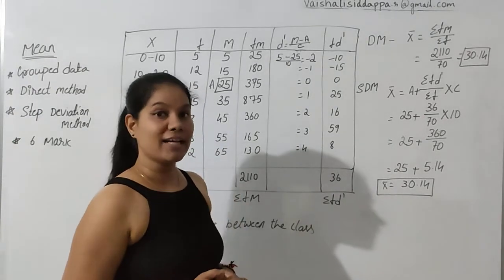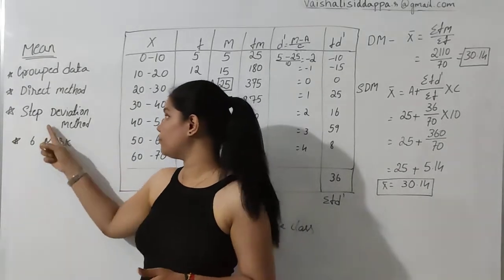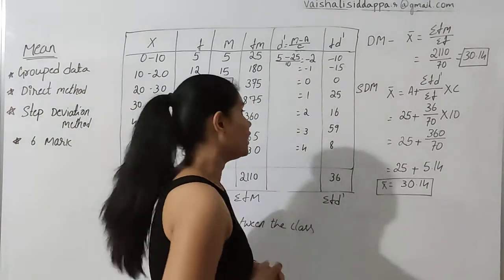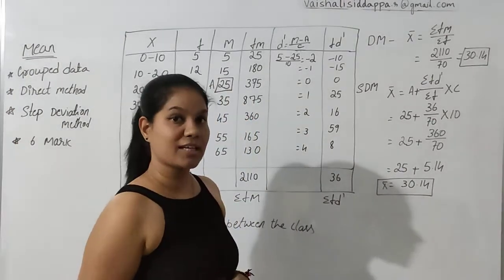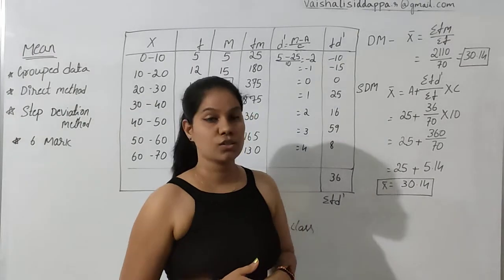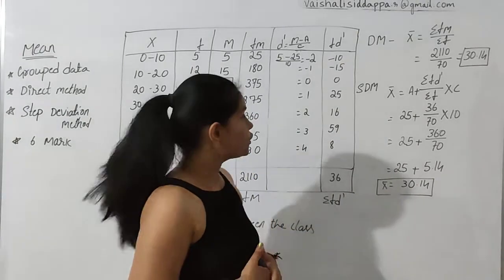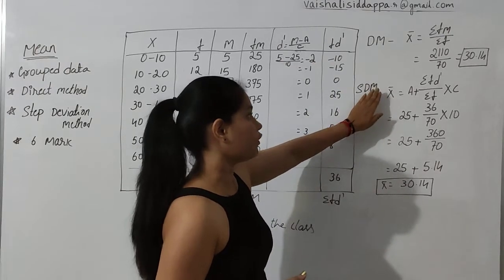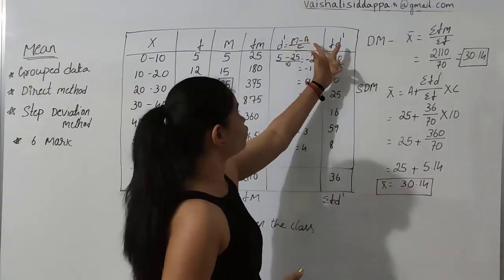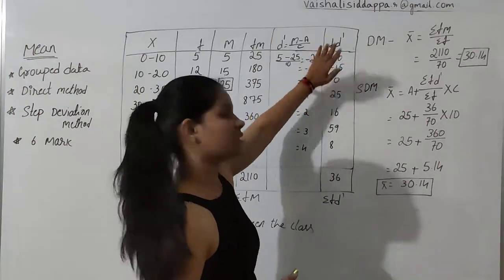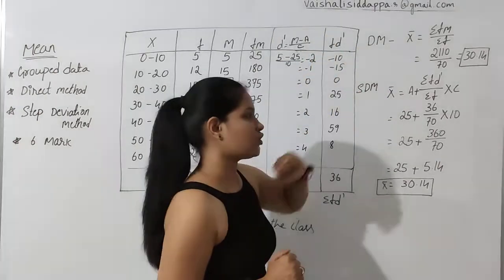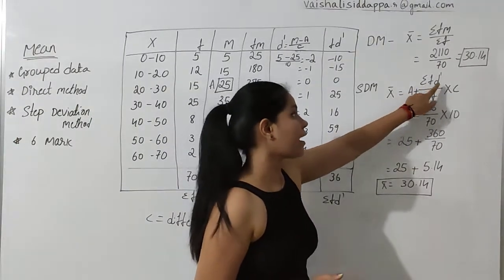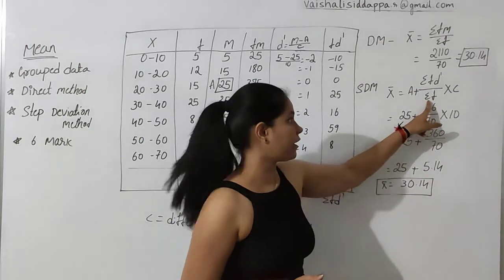On the other side, you also have to calculate with the help of the step deviation method, because the question demands it. It's not that you go with one or the other; the question demands both. So after the direct method, you have to go with the step deviation method. If you're going with the step deviation method, then these two lines are important, otherwise they are not. The formula for the step deviation method is x bar is equal to a plus sigma fd dash divided by sigma f into c.